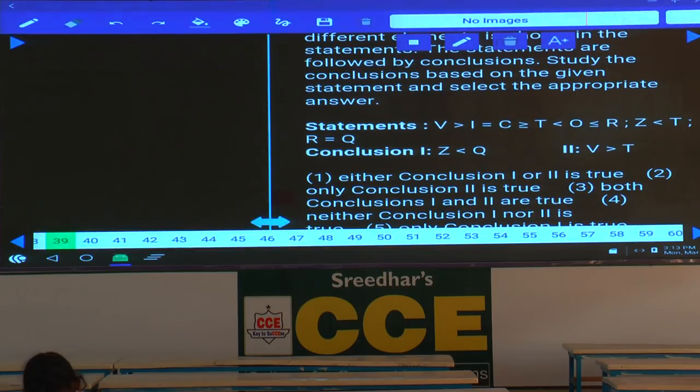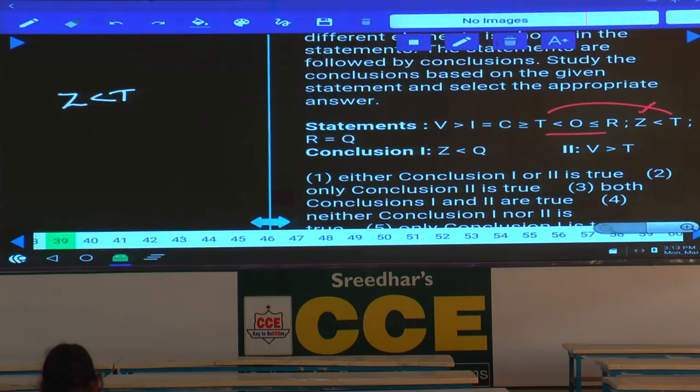Now first one, the relation between Z and Q. Z is here and Q is here, isn't it? Tell me, what is the letter which is common between these two? T is common, isn't it? Now we need to move from Z to T, Z lesser than T. And T lesser than R, and R equals Q. R equals Q means Q and R we can take at the same place.